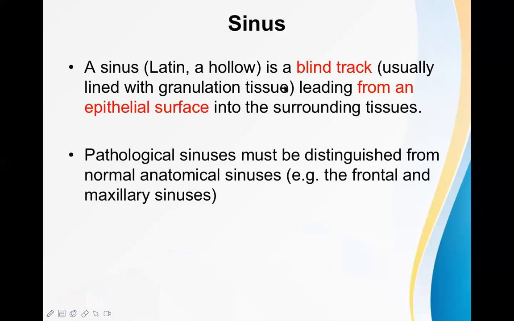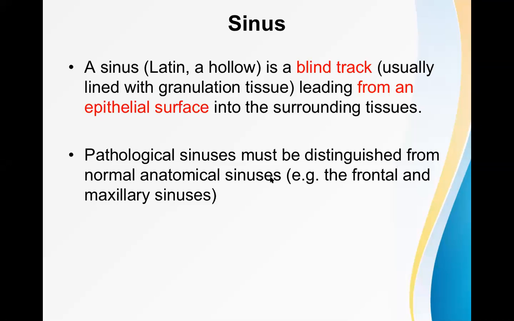So sinus is a blind tract which is usually lined by granulation tissue leading from an epithelial surface into the surrounding tissue. This is sinus. So it is a blind tract. Blind tract means there is only one opening, on one side only. The other opening is closed. If I put something inside the sinus tract, it will only go inside, but it doesn't come out from the other side because that side is blind. This is sinus. The Latin term for sinus is a hollow.